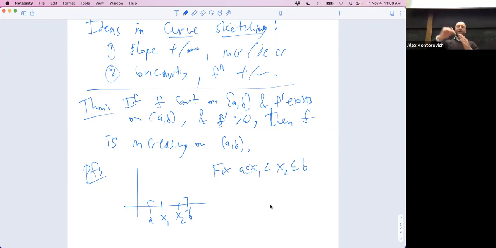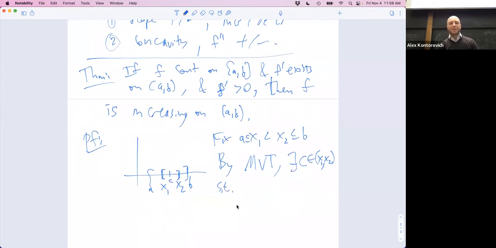What I want to know is that the value of f at x2 is greater than the value of f at x1. That's what increasing means, right? Let me restrict my attention to the subinterval x1 to x2. Now, by the mean value theorem, there exists some point C in the interval x1 to x2 such that f of x2 minus f of x1 over x2 minus x1, the average slope from x1 to x2, is equal instantaneously to the derivative at point C.